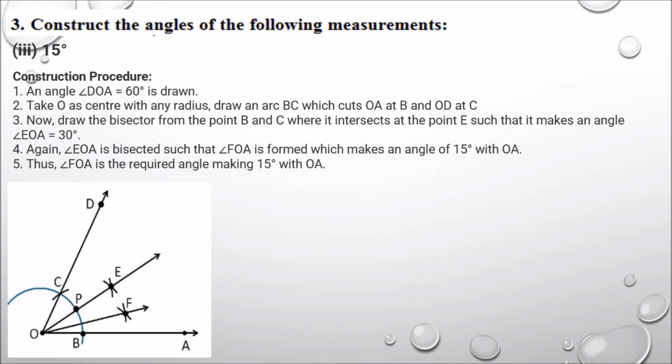Next, we have to construct the angle of 15 degree. So, an angle DOA of 60 degree is drawn. Take O as the center with any radius. Draw an arc BC which cuts OA at B and OD at C.